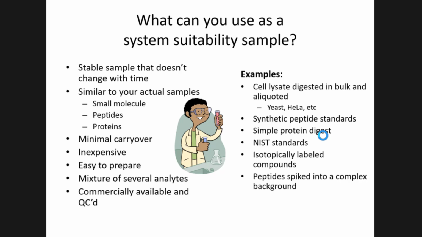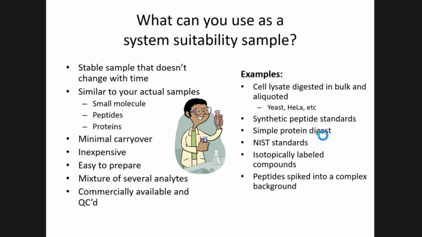Something with minimal carryover, oh, back up here, a stable sample. You want to make sure that if you see changes in the data outcome over a period of time, it's not because your system's degrading or your sample's degrading. You want to make sure that sample is solid, and that it has minimal carryover. For example, if I'm doing a lot of human studies, I wouldn't want to use digested plasma as my system suitability because it's super complex, and it could also carry over and affect my real samples.